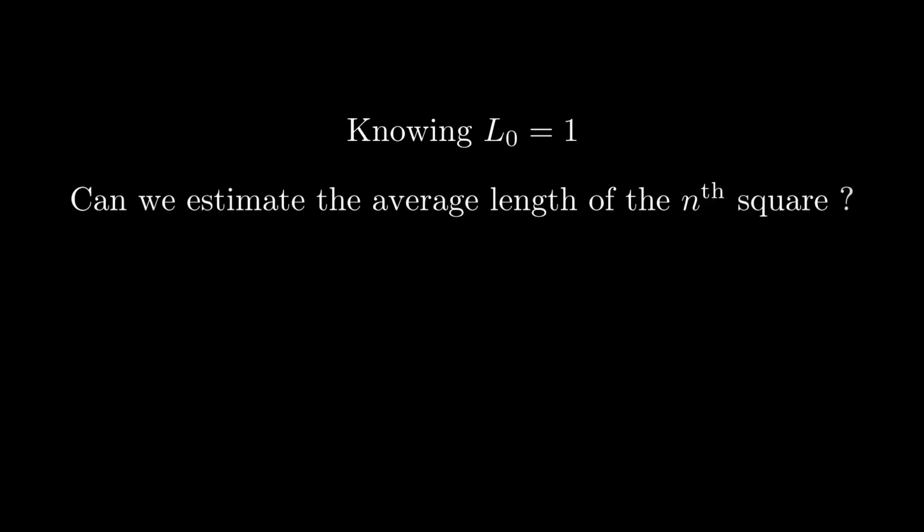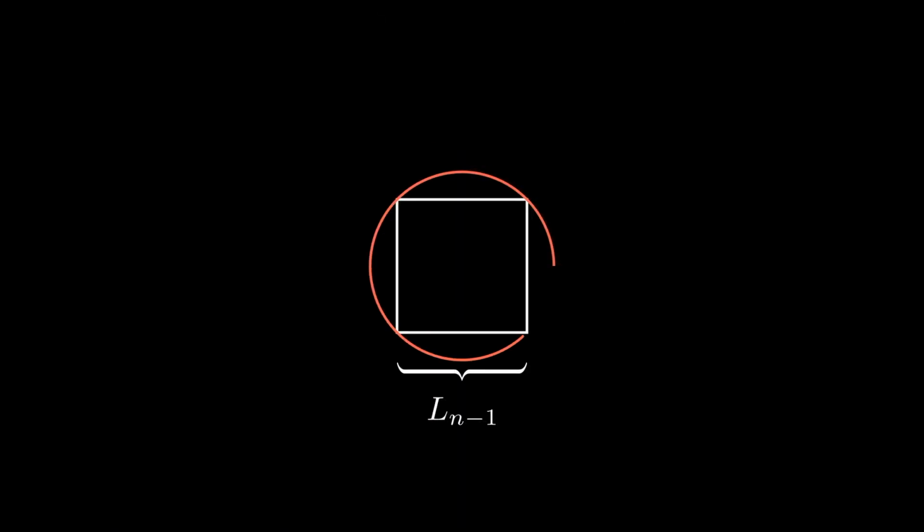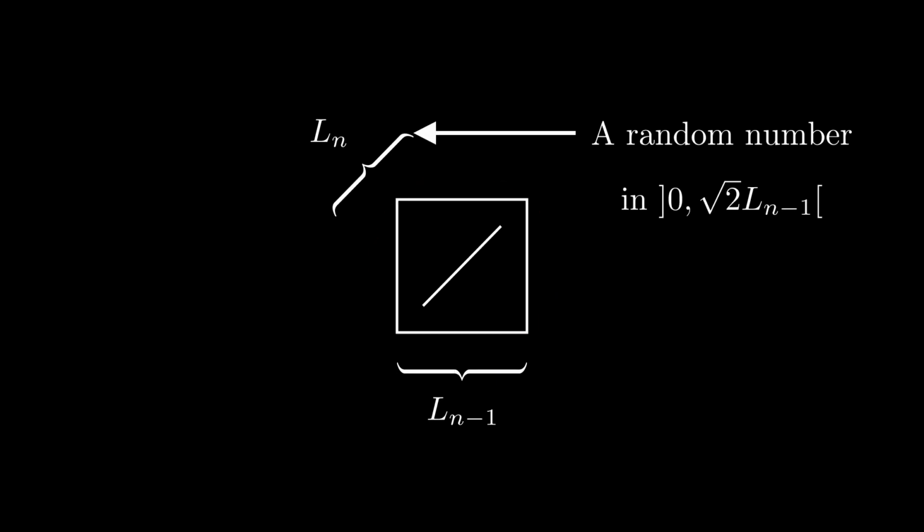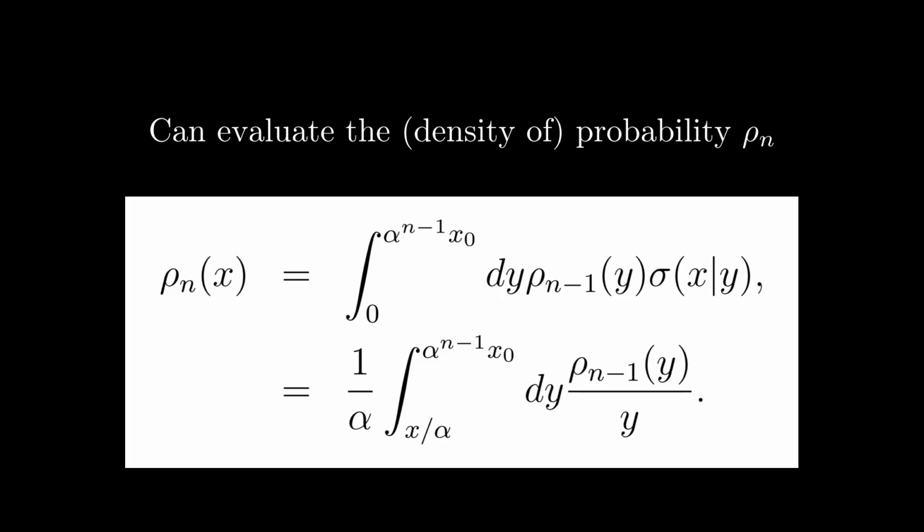Now that we have an idea of what is happening, a few questions come to mind. Knowing that the first square is of length L1, can we estimate the average length of the nth square? The key word here is average. Because the game involved a random choice, predicting the exact length of a square after a given number of iterations for one particular simulation is not possible. At best, what we can do is to find the probability to observe a square of a given length after n steps.